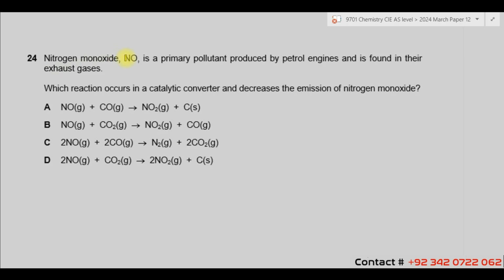Question 24. Nitrogen monoxide is a primary pollutant produced by petrol engines and is found in their exhaust gases. Which reaction occurs in a catalytic converter and decreases the emission of nitrogen monoxide? So in catalytic converters, we know that nitrogen monoxide and carbon monoxide can both react together to form nitrogen gas and CO2 gas. So let's balance. Nitrogen is 2. And we can balance oxygen as there is an odd number on one side and an even number on this side, so we can make both even.